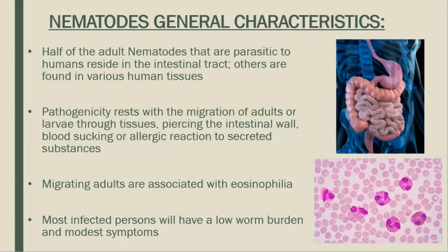Migrating adults are associated with eosinophilia, and you can see an example of some eosinophils in a blood sample over here in the bottom right-hand corner. Most infected people will have a low worm burden and modest symptoms. So a lot of times people won't even know they're infected with a nematode because they're not showing any symptoms.